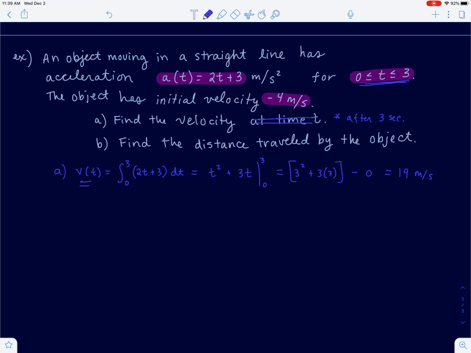So one of the things that happens when we take the integral is that we get rid of that second squared, and it's seconds. So if you play with the units, it should make sense. And then for B, we want to look at the distance traveled.